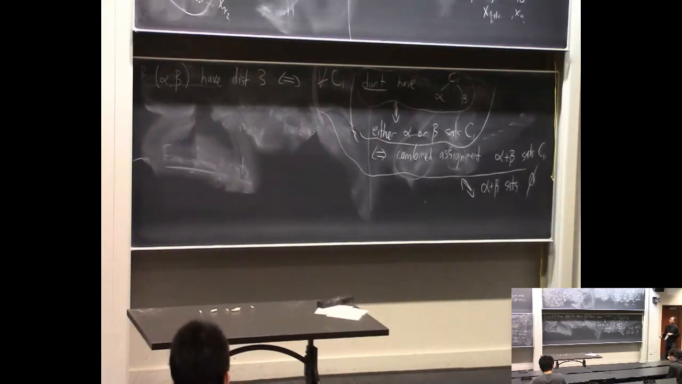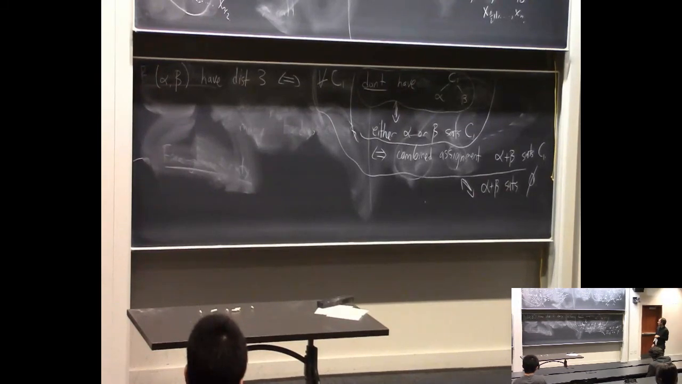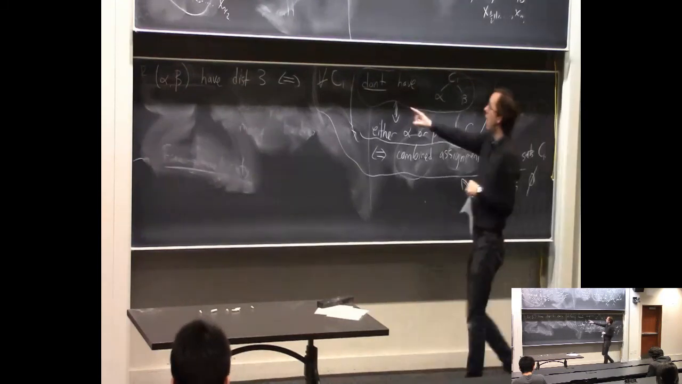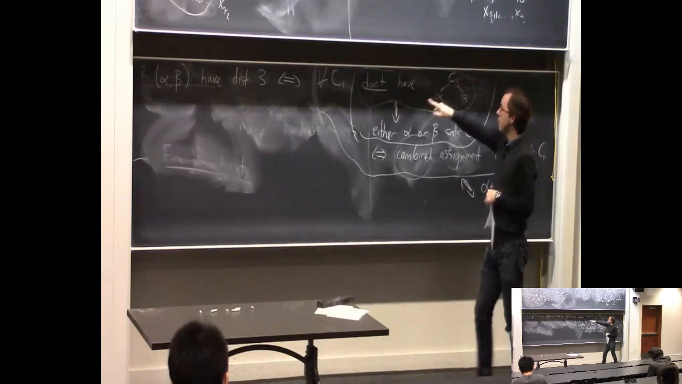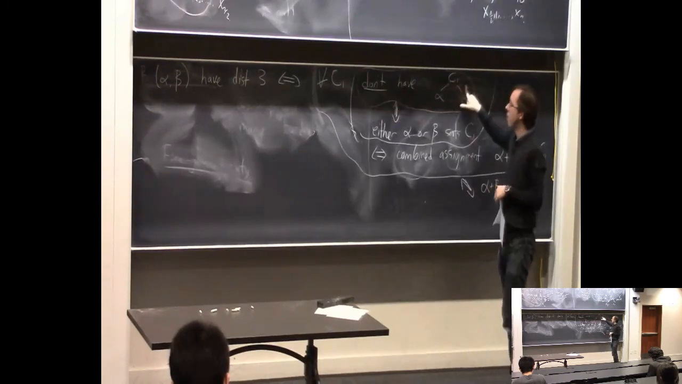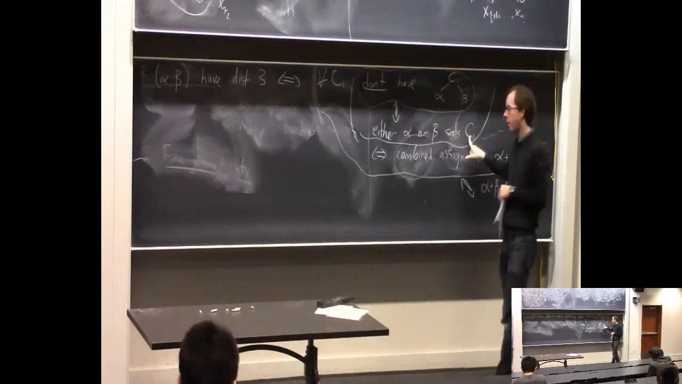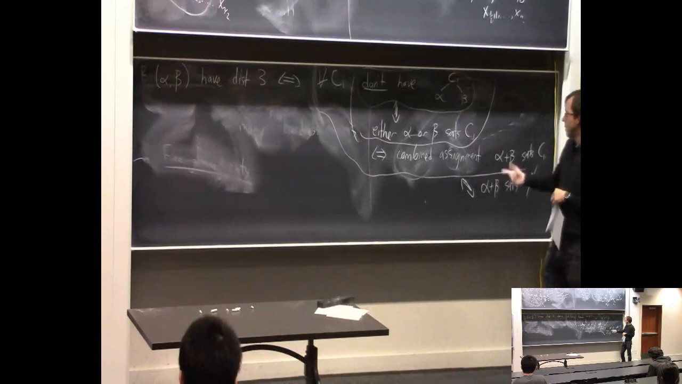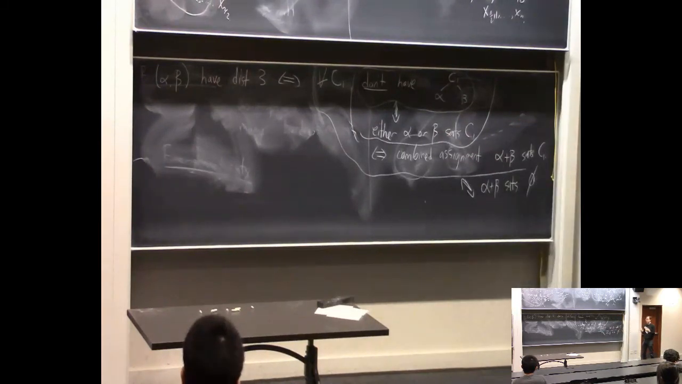So what I'm saying is alpha and beta have distance 3 if for every clause you don't have both edges. Now fix one clause for a second. To say that you don't have both edges, by definition, is to say that either alpha or beta satisfies it. And that's the same as saying that the combined assignment satisfies it, like sticking them together satisfies it.